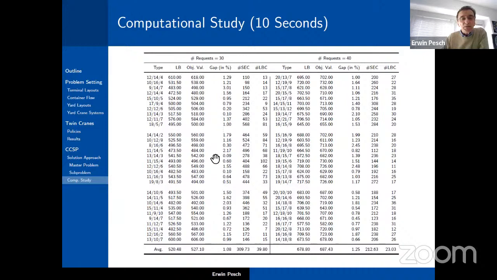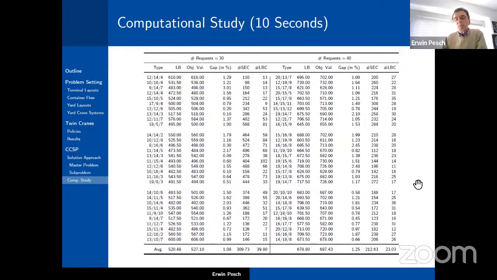And again, here you have the obtained objective value and the lower bounds as it was before. And this is for 30 requests, and for 40 requests, you are a little bit larger than 1% from the optimum. But again, the average lower bound is very close to the obtained solutions. That the gap is a little bit higher here is not a surprise because we are not necessarily optimal. And that's the same here.